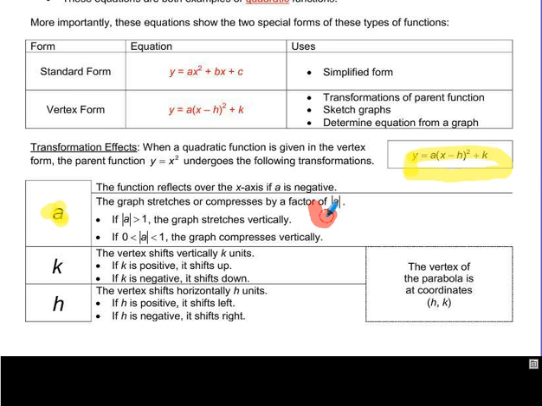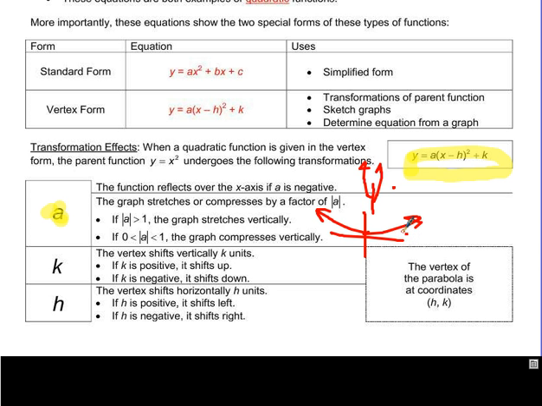Well, let me go back, sorry. It's going to stretch it vertically. So it's going to look like this, real skinny. The bigger A gets, other than the negative, keep the negative out of mind, it's going to get real skinny. The smaller A gets, if you have a fraction, it's going to get fatter and fatter and fatter because it's being compressed, okay? So this is a vertical stretch when A gets bigger than 1. It's a vertical compression as A gets smaller, closer to 0, when it's less than 1, okay?